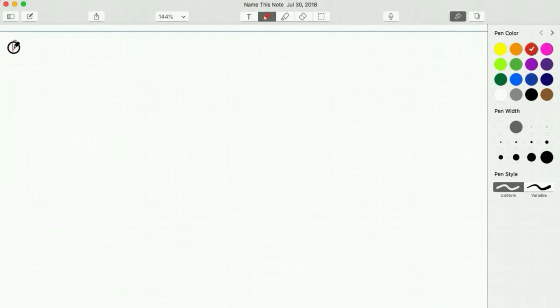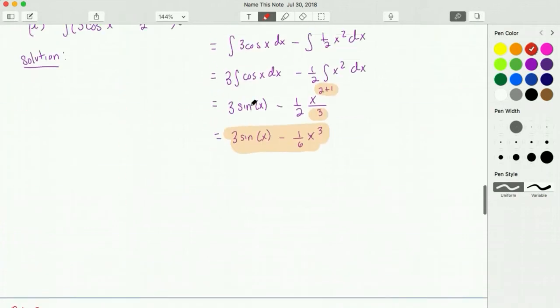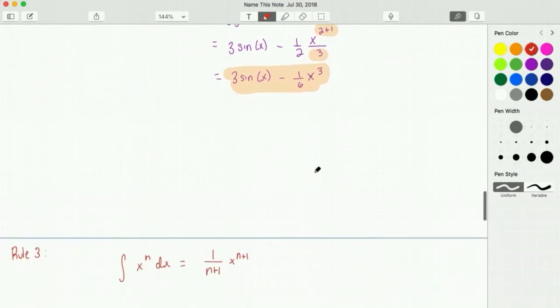Now let's look at rule number 3. And rule number 3 is as follows. If we take the integral of x to the power of n with respect to x, then the solution for that is going to be 1 over n plus 1 times x to the n plus 1. So you saw this when we used it for the previous problems.